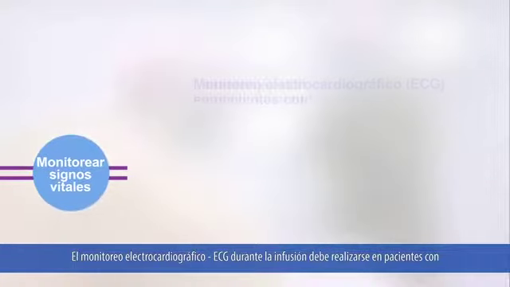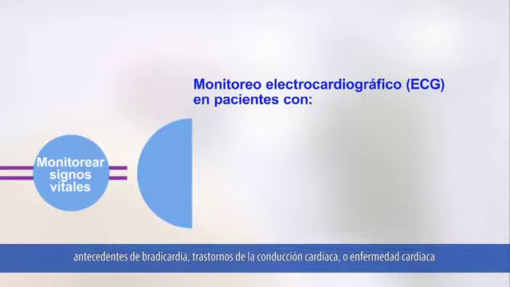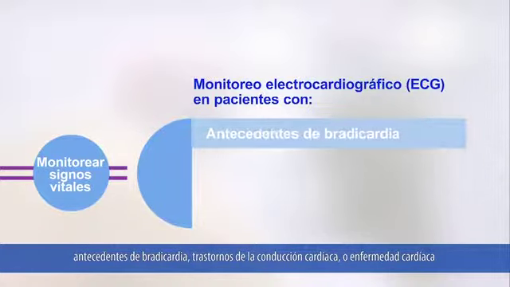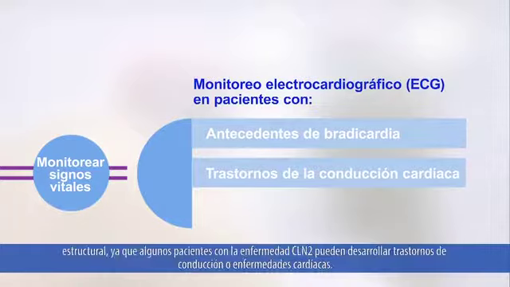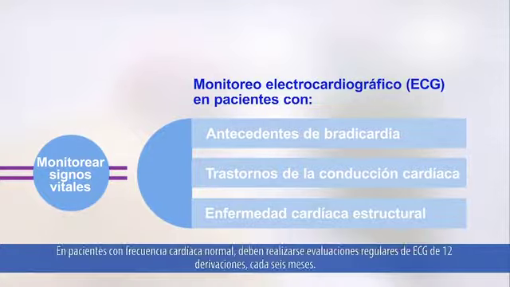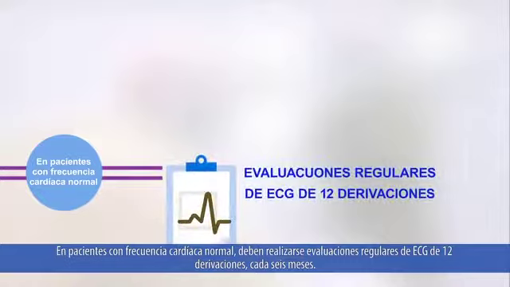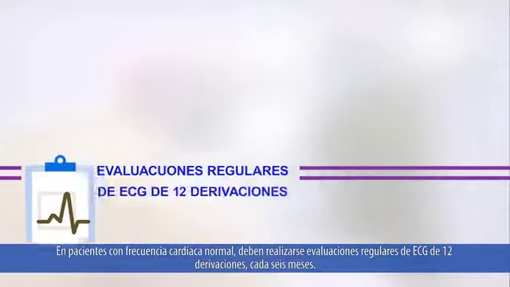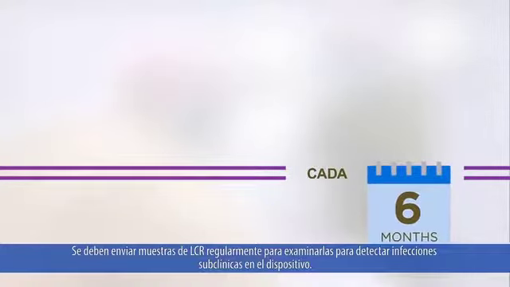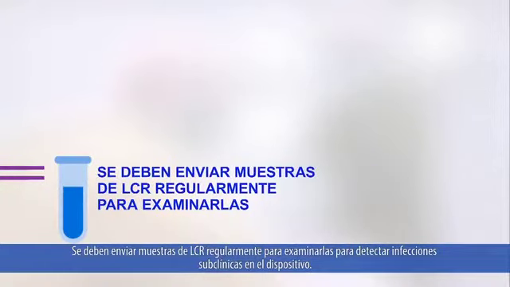Electrocardiogram, ECG, monitoring during the infusion should be performed in patients with a history of bradycardia, conduction disorder, or with structural heart disease, as some patients with CLN2 disease may develop conduction disorders or heart disease. In cardiac normal patients, regular 12-lead ECG evaluations should be performed every 6 months. CSF samples should routinely be sent for testing to detect subclinical device infections.